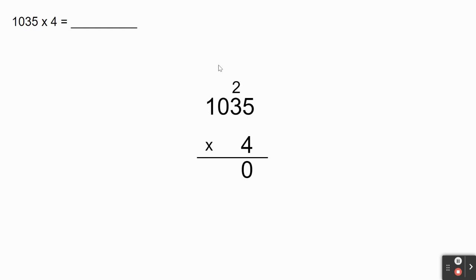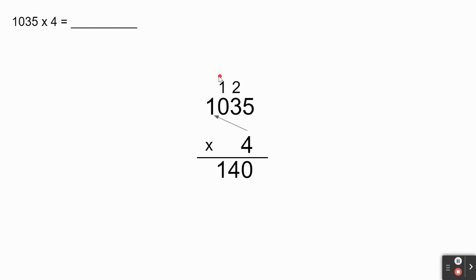Now let's multiply by the tens place. 4 times 3 is 12, plus the 2 we regrouped is 14. So we're going to put the 4 in the tens place and regroup the 1 to the hundreds place. Now let's multiply 4 times 0, since the 0 is in the hundreds place. 4 times 0 is 0, plus the 1 we regrouped is 1.